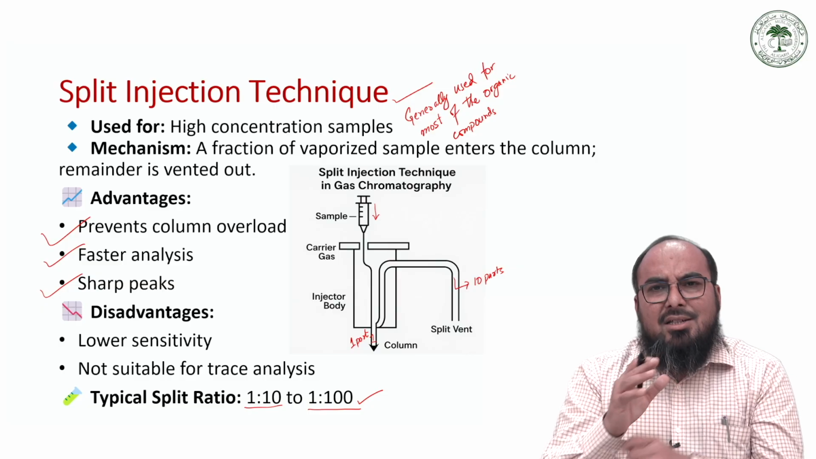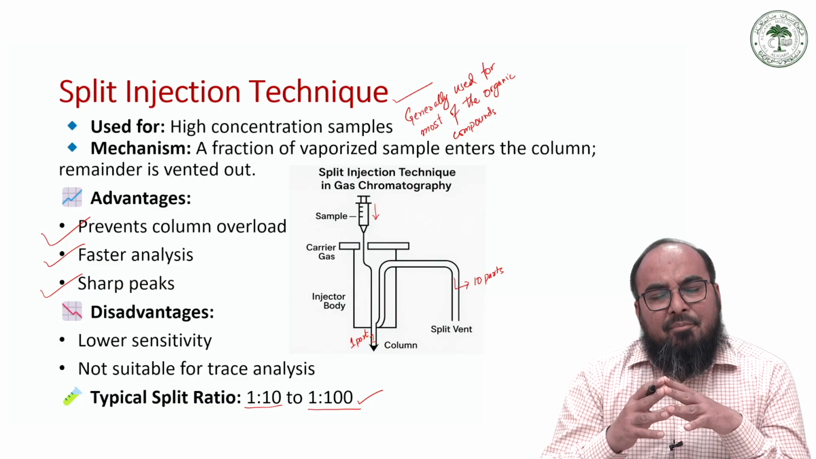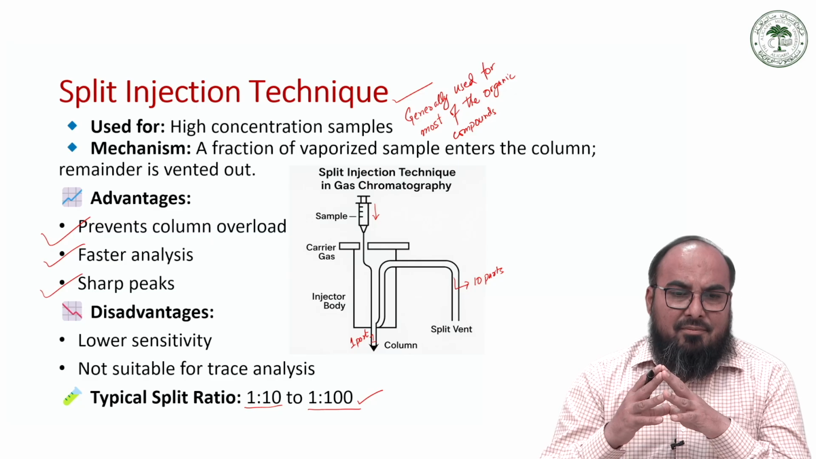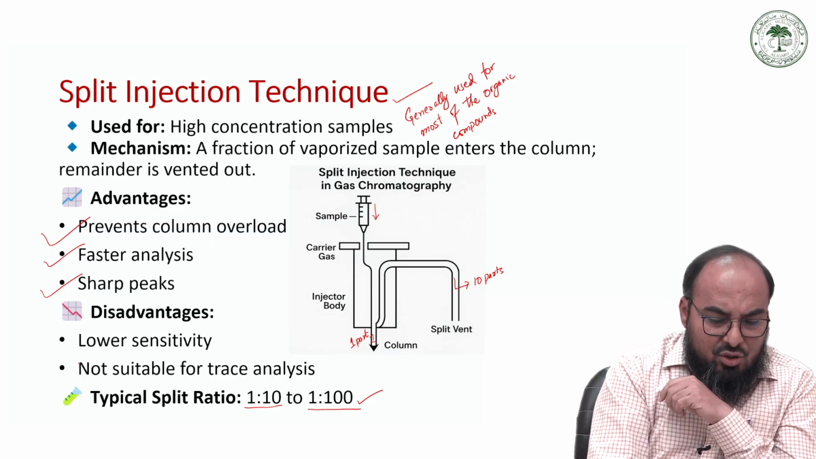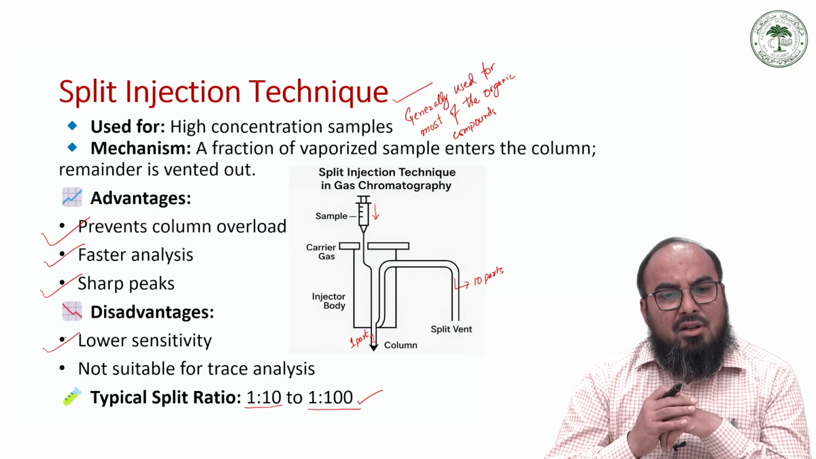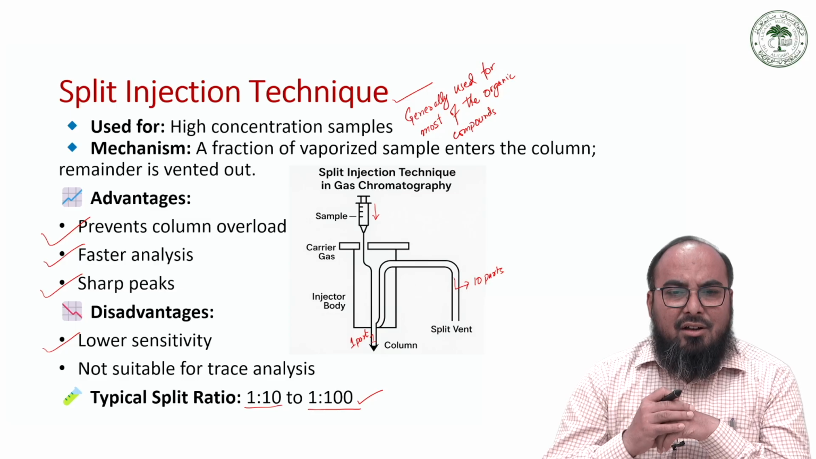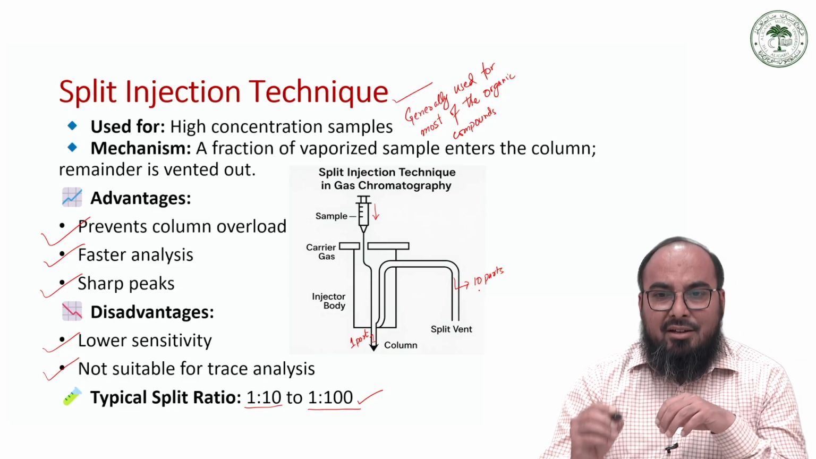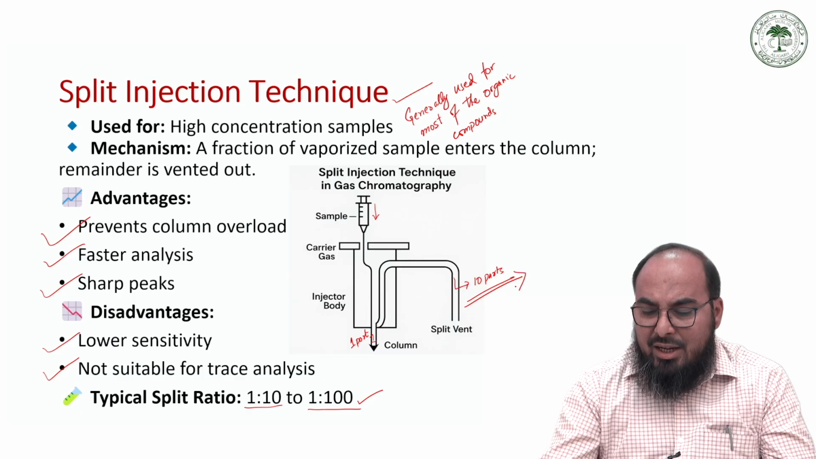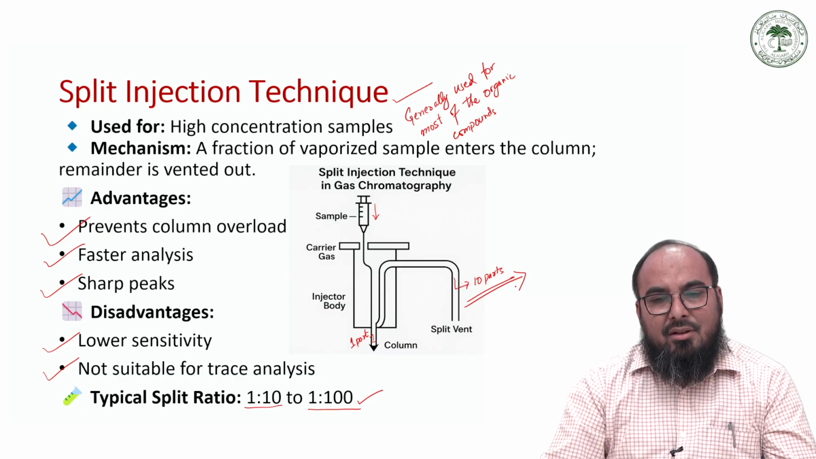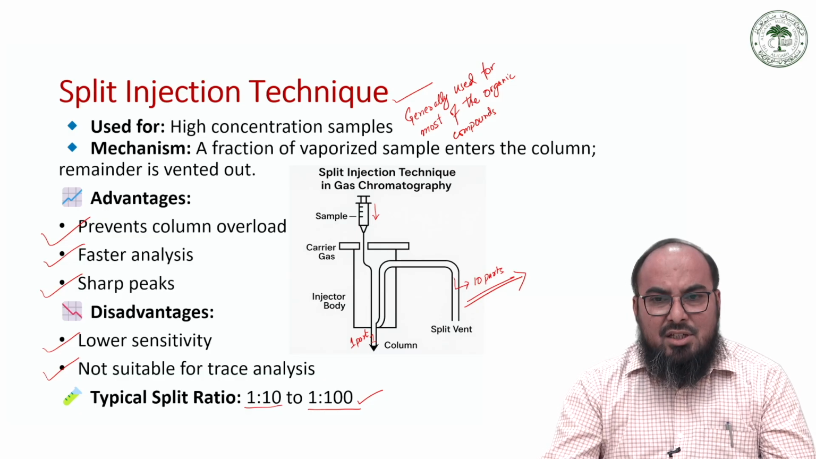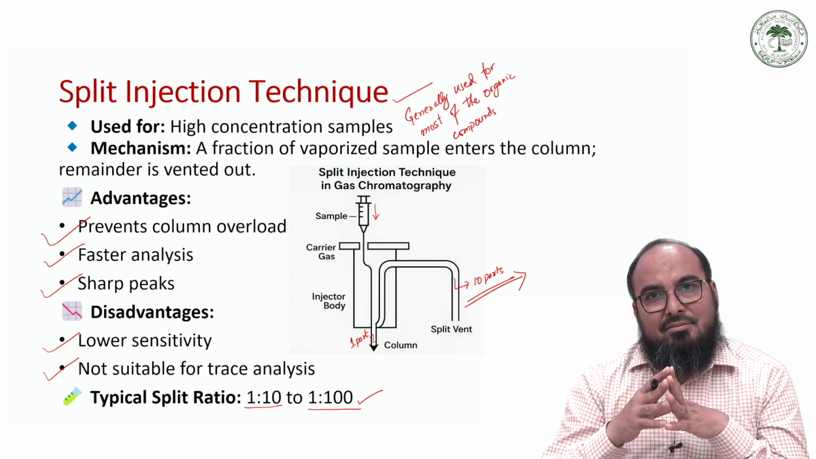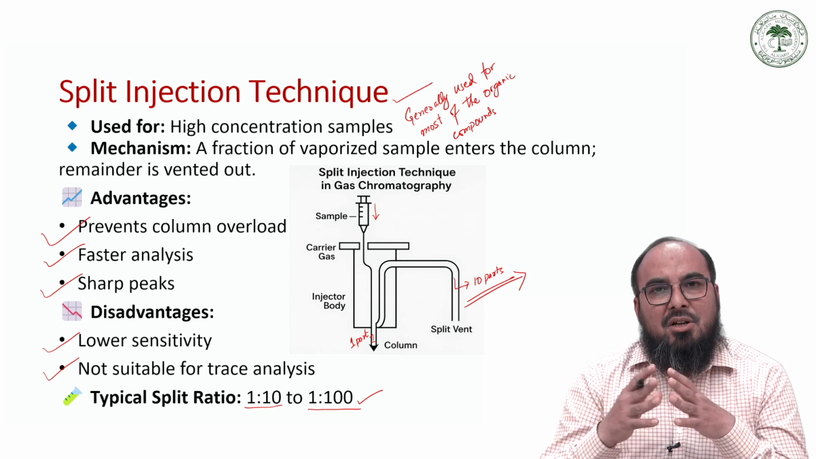Now there are certain disadvantages also. Number one disadvantage is that it gives you lower sensitivity, and again, it is not suited for trace analysis. Although this venting is very beneficial, this type of venting is specific only to the split injection port or split injection technique.